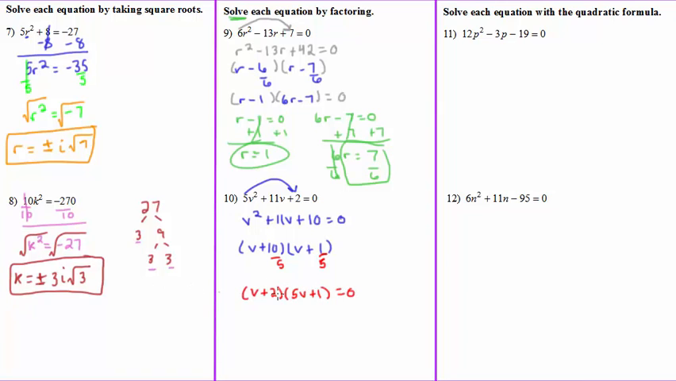And we're going to take each part and set it equal to 0, and get our 2 answers. So minus 2 on this one, v equals negative 2. Subtract 1, and divide by 5.